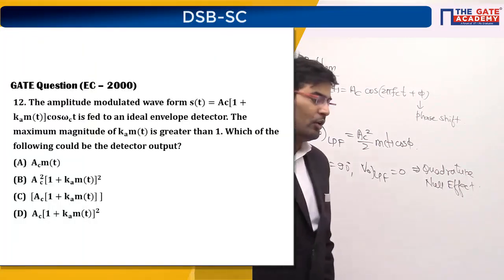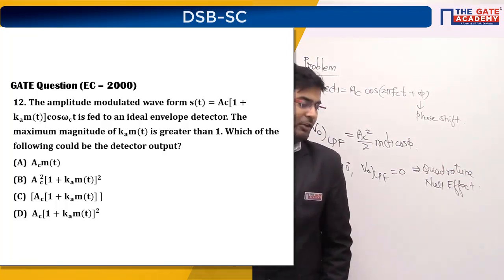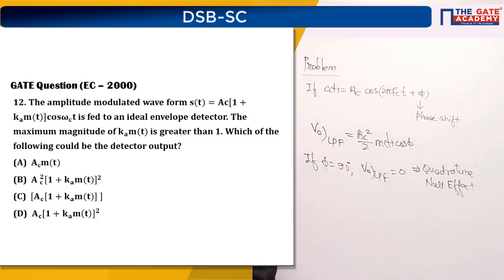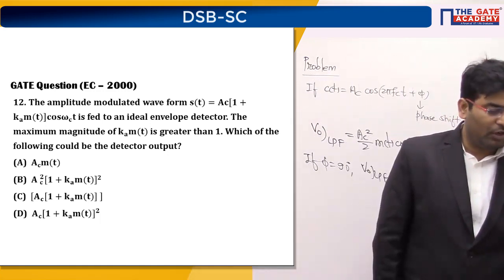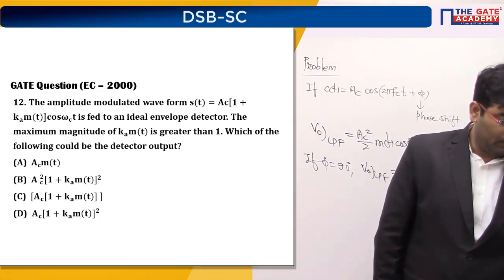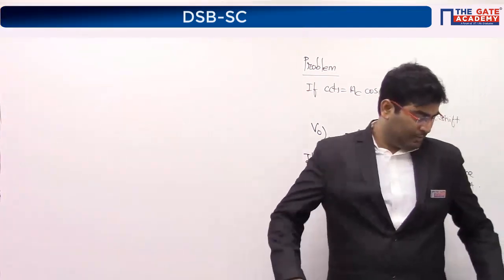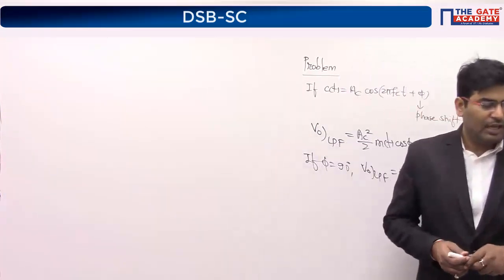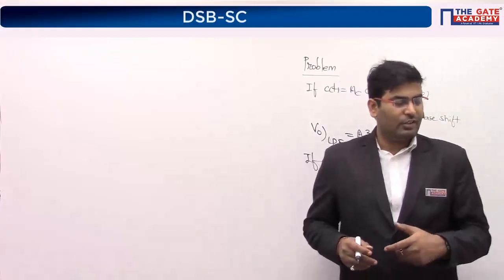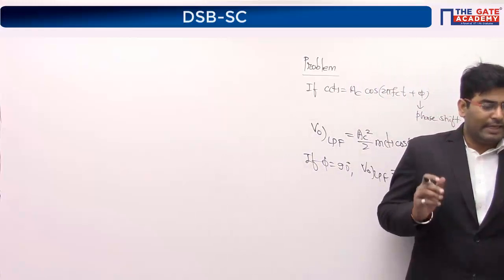It was asked in GATE 2000. The amplitude modulated waveform s(t) equals Ac(1 plus k m(t)) cos omega ct is fed to an ideal envelope detector. The maximum magnitude of k m(t) is greater than 1. Which of the following could be the detector output? Come on. It's a very good question. Yes, we can take it again. So guys, meanwhile I do this question.